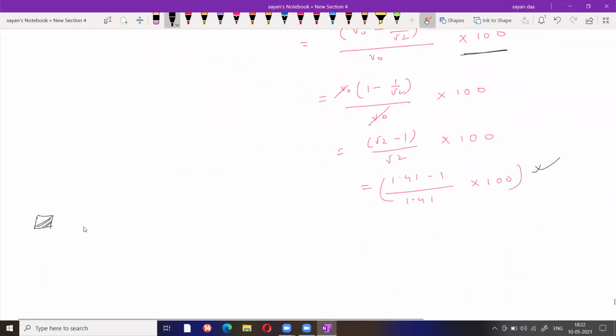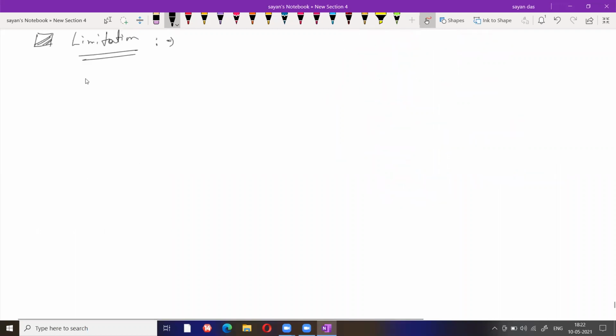Okay, now the limitations. The limitations are again theory: the limitations of the Rutherford atomic model. The first limitation is that it could not explain the hydrogen spectrum, which I will explain later after Bohr's model. It could not explain the hydrogen spectrum.